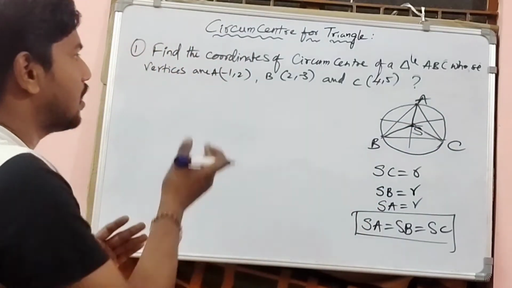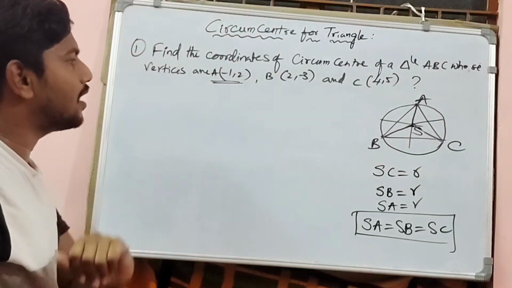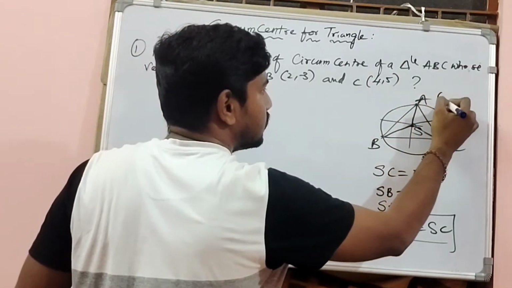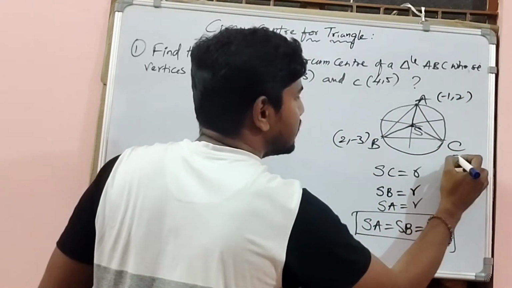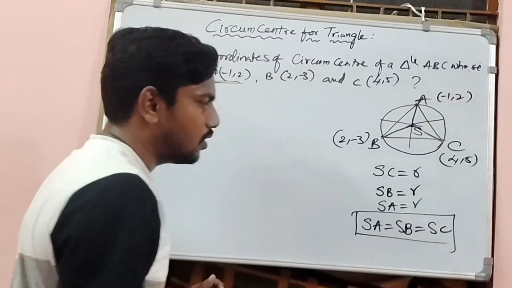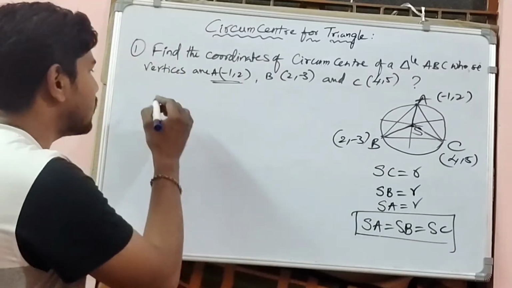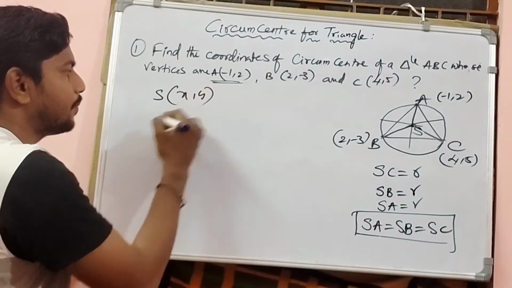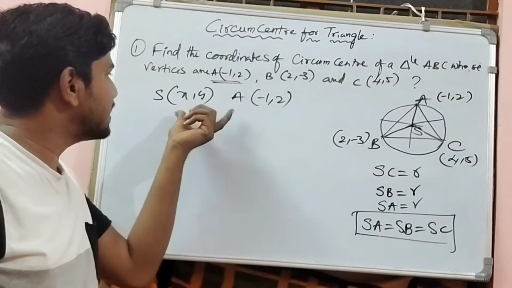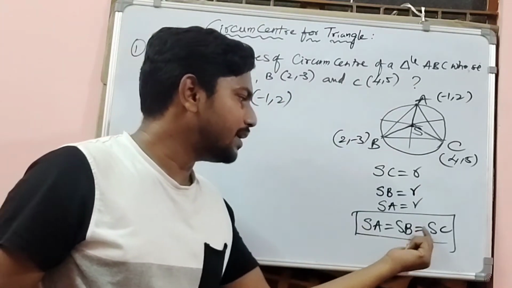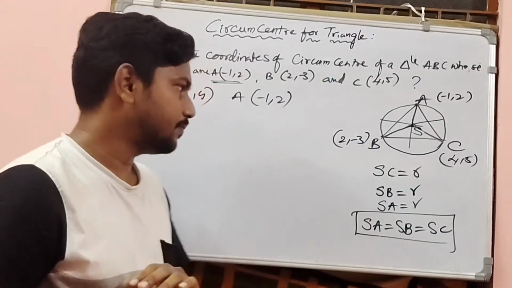So look into this question again. The question is given: A = (-1, 2), B = (2, -3) and C = (4, 5). What do we need to do? Equate the distances using the distance formula. Let us consider S as the unknown point (x, y) and A as (-1, 2). We need to find the distances SA, SB and SC and equate them, and after solving we will get the coordinates of S.